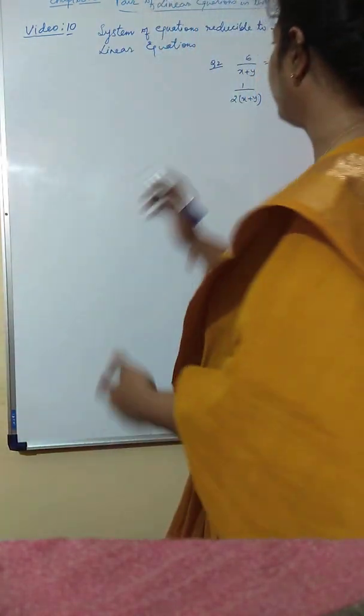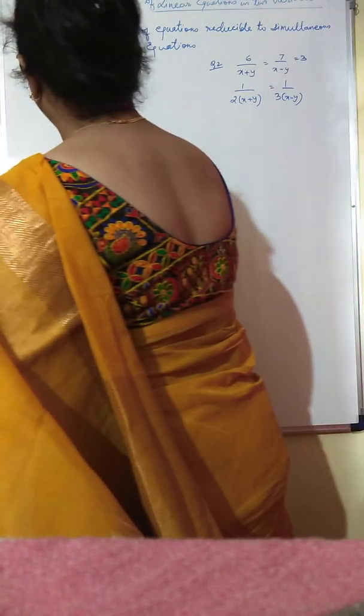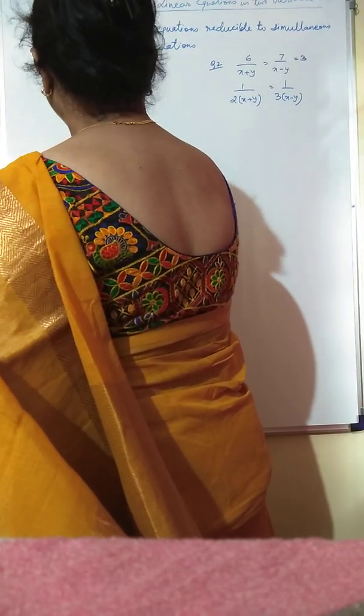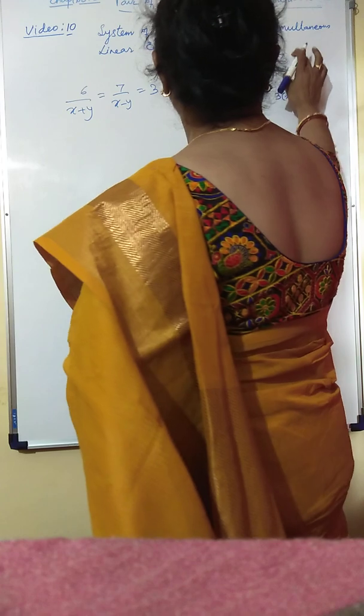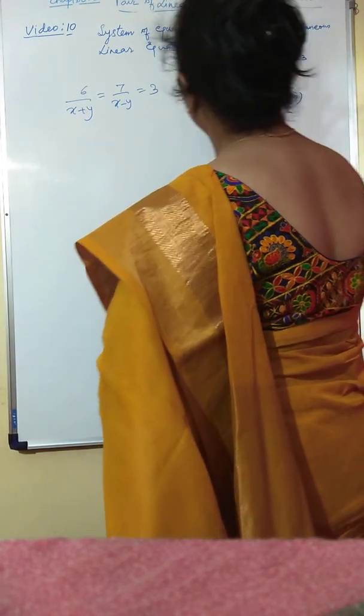Now the second equation that I have taken is like this: 6 by x plus y is equal to 7 by x minus y is equal to plus 3.